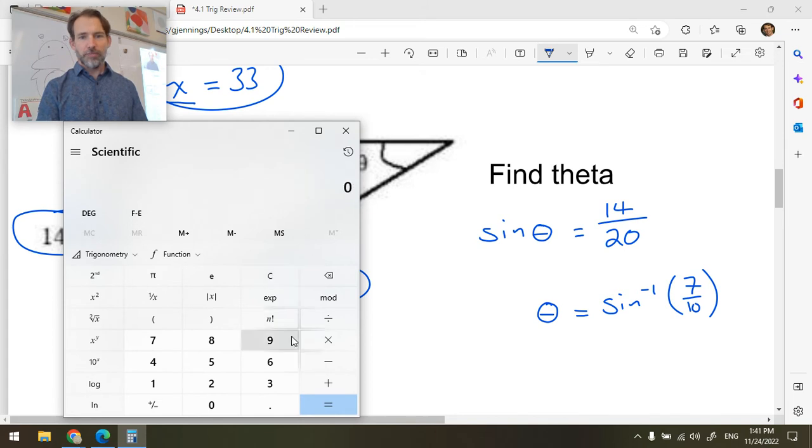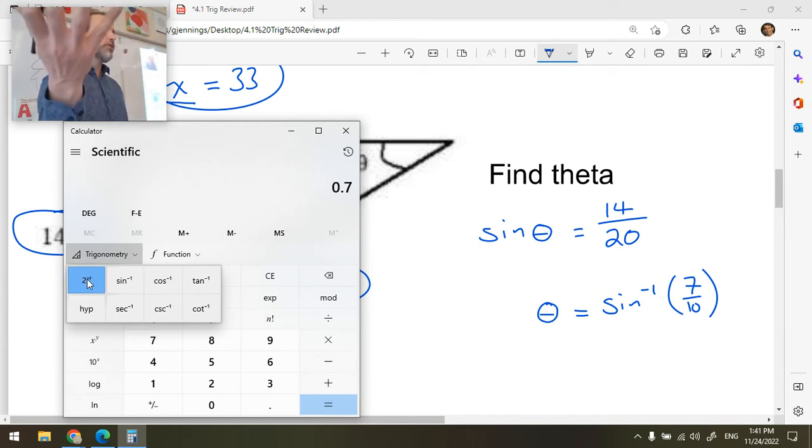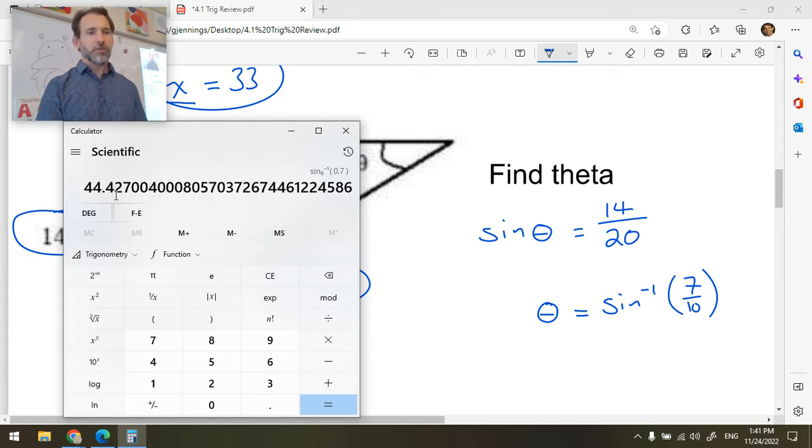So we're going to go clear. And then first I do 7 over 10, which is 0.7. And then I'm going to go trigonometry. I'm looking for my inverse sine function, and on your calculator, you probably also need to use shift or second function to find your inverse trigonometric functions. They might be written that way, or it might also be written as sine to the negative one. And then I push that, and it tells me 44.